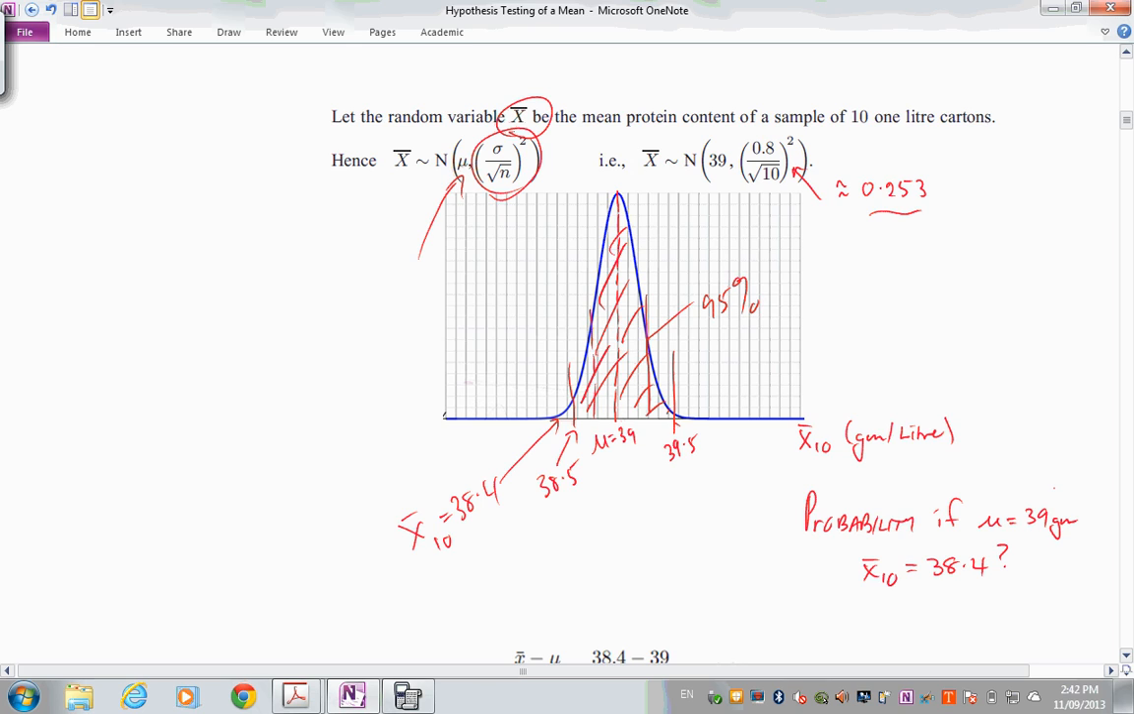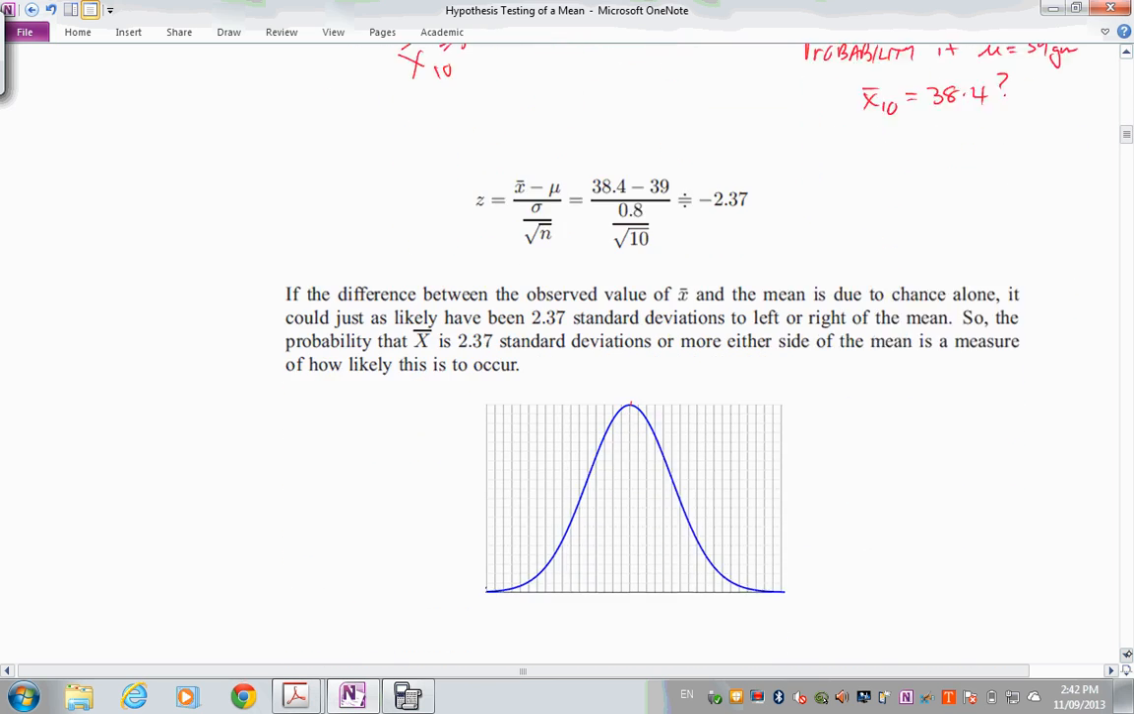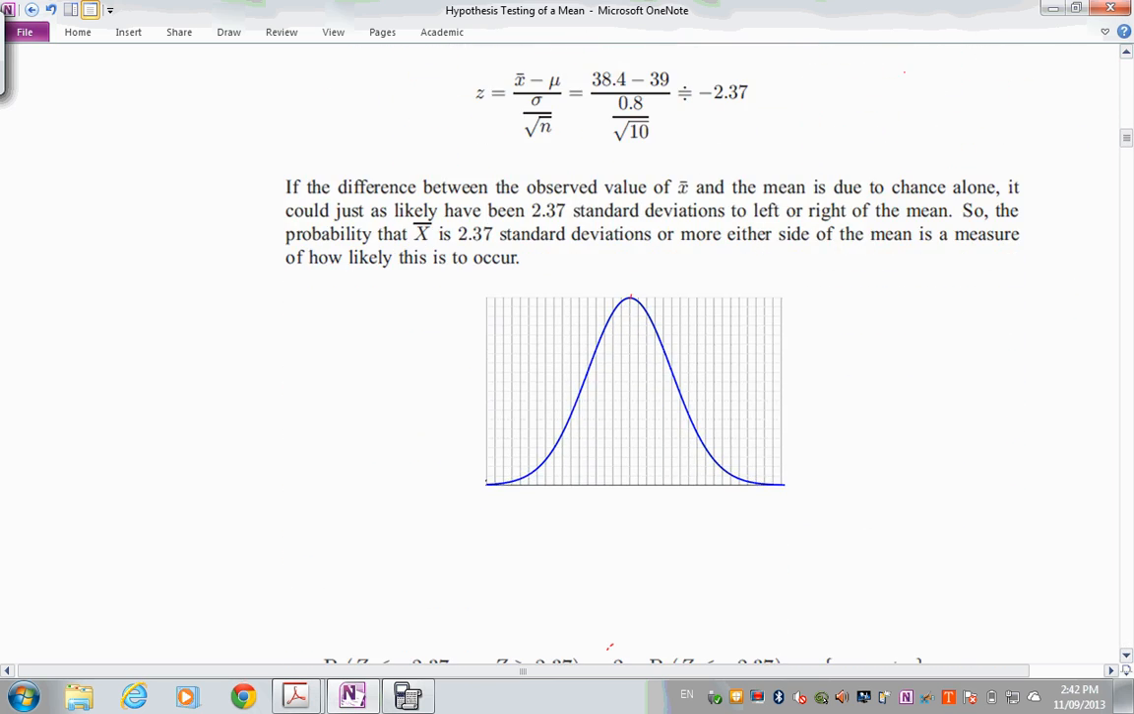Let's go down and do a z-score calculation. What is a z-score? Remember, you take the value on the distribution, take off mu, and divide by sigma. Except in our distribution, we're looking at the distribution of x bars, and the sigma, of course, is sigma on root n. So that's our z-score for the distribution of x bars. Okay, let's do it over here. That's what they've got. 38.4 minus 39 divided by the standard deviation of the x bar distribution gives us this.